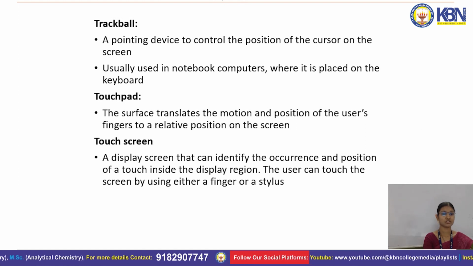Now coming to the touch screen. It is a display screen that can identify the position of a touch inside the display region. For example, using an Android phone, the user can touch the screen using a finger.